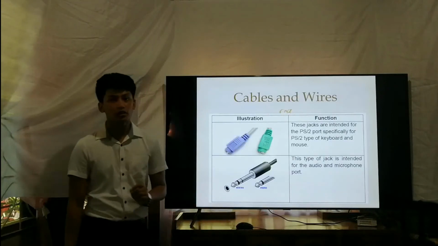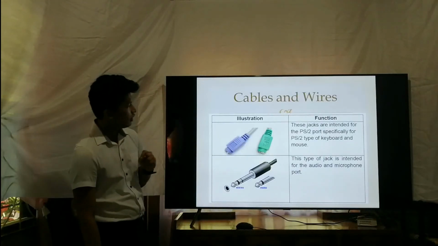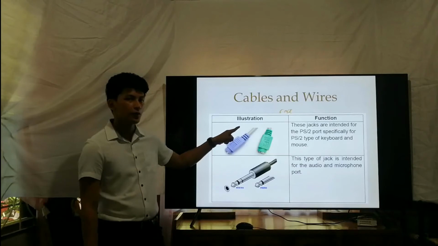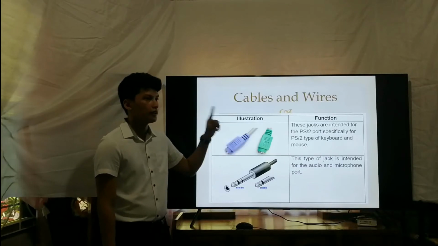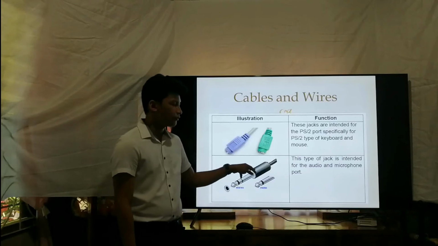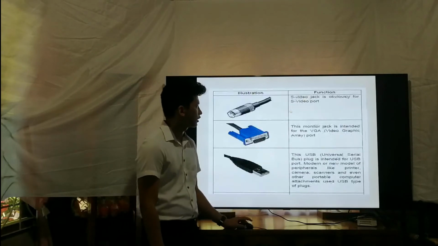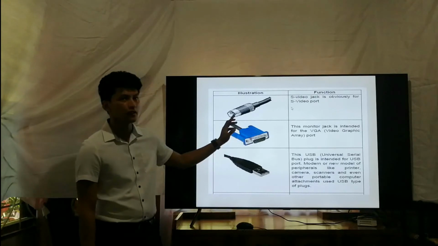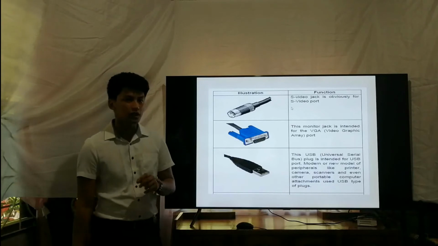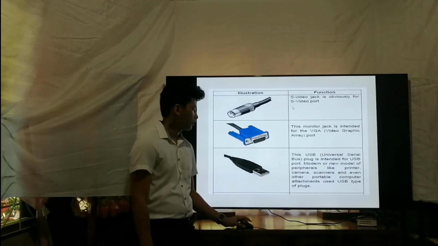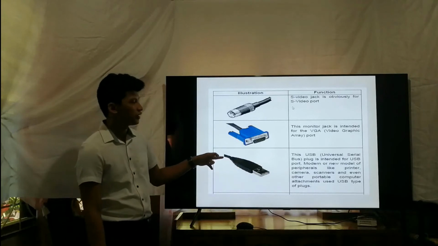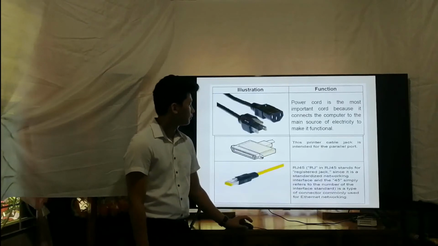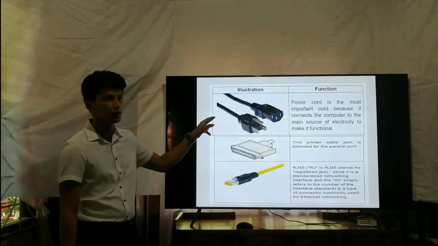Next one, cables and wires. Illustrations. This is the PC jack, used for keyboard and mouse. This is for the mic jacks, which we already discussed. For this VGA, this is the phased out one. What we use now is the HDMI port. This is the cable or jack for the USB, and this is the jack for the power source.